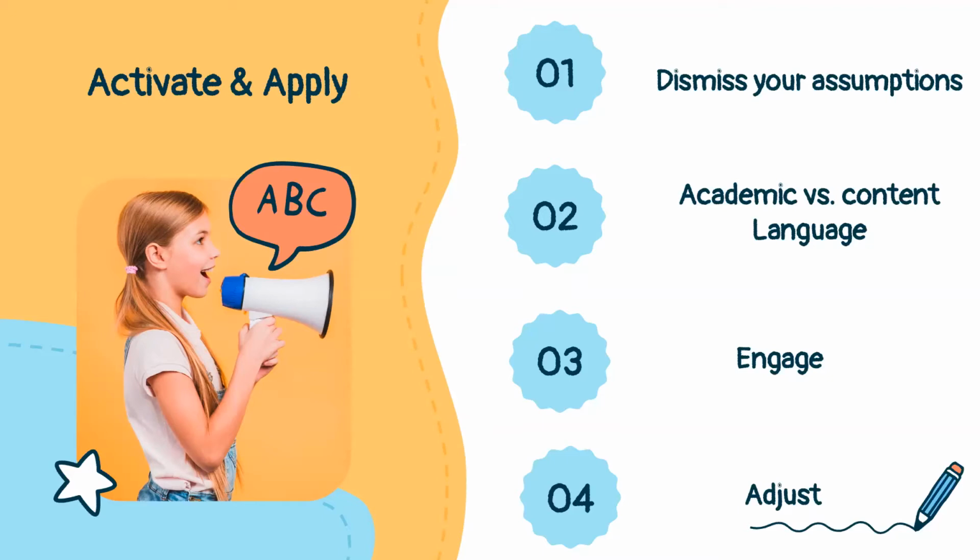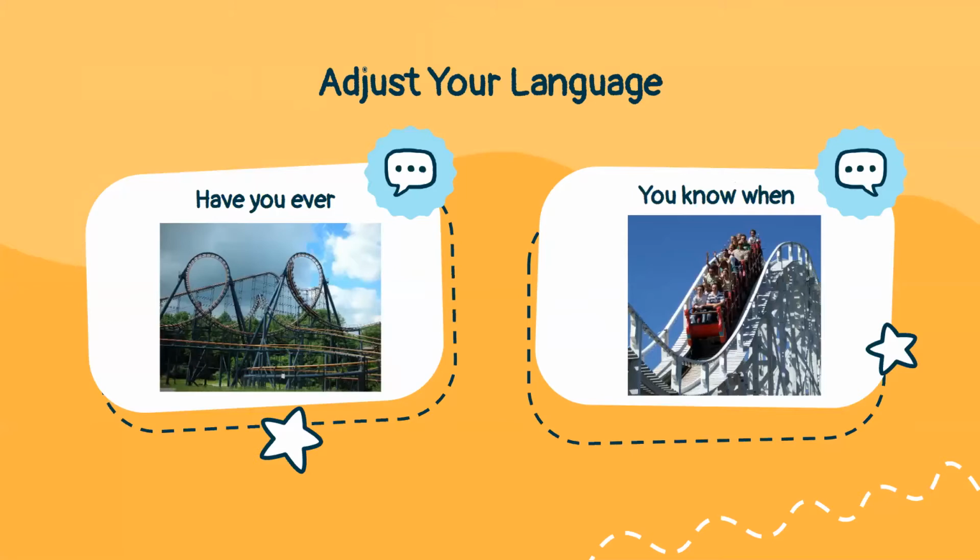The third is to engage students. Look for ways to ignite their curiosity when teaching, and make sure that you're adjusting to the current needs in your classroom. So when you adjust your language, here's some things you want to consider. When you're going to be introducing a topic, let's say we're talking about amusement park, think about the small adjustment to your language. When you look at a picture, instead of saying, you know when, the picture on the right-hand side, you know when you ride a roller coaster, start with something more general.